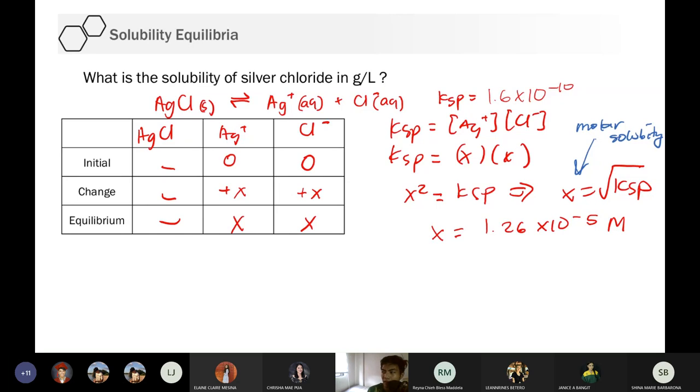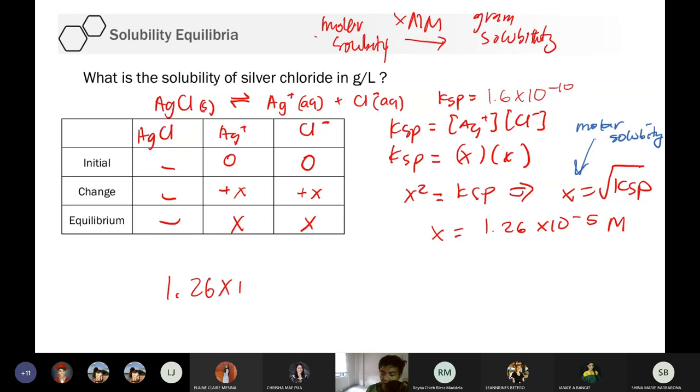Okay. Then, ano yung hinahanap? Solubility in grams per liter. Masabi ko sa inyo, yung molar solubility, okay, pwede mo yung gawing gram solubility or just solubility by multiplying it by its molar mass. Okay, so you just multiply the molar solubility by the molar mass. Okay, so we have 1.26 times 10 raised to negative 5 mole per liter times molar mass ng ano? E di molar mass ng precipitate nyo, no? So Google ko na lang ano kaya molar mass nito.